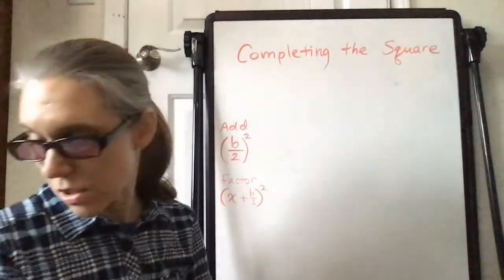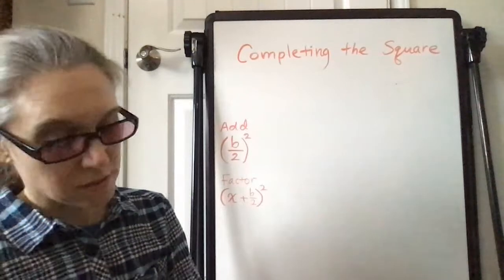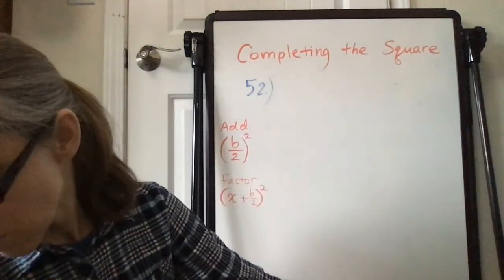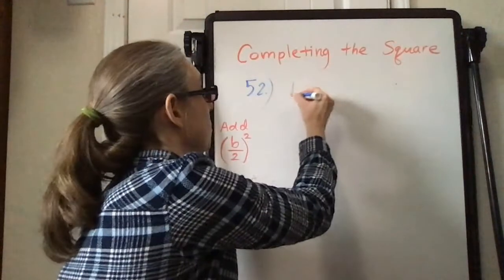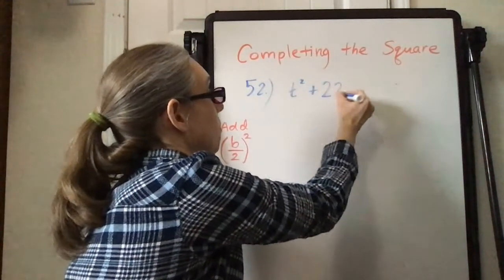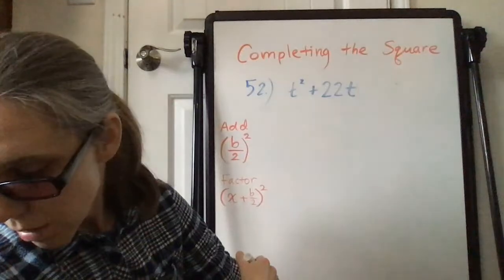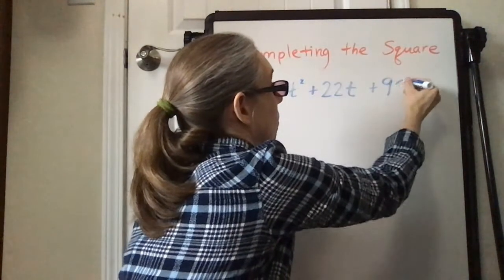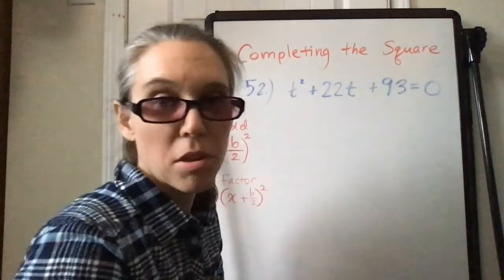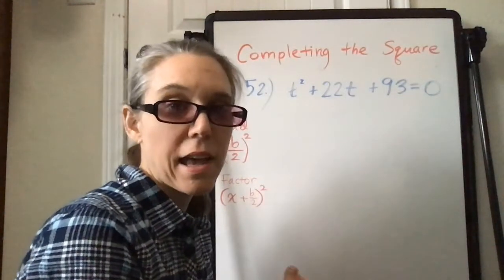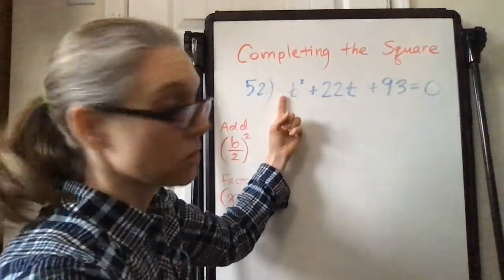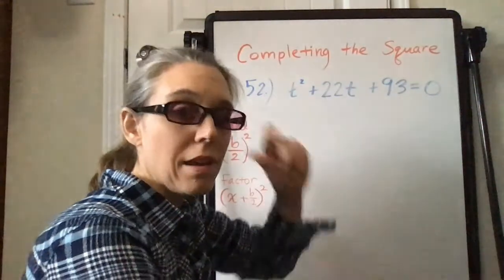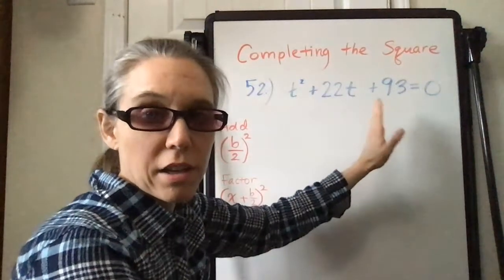Next, I'm going to do number 52. Number 52 from page 688. T squared plus 22t plus 93 is equal to 0. Okay, so remember the first step was to identify A, B, and C. So A is 1, B is 22, C is 93. Next, you want to move the C value to the other side.